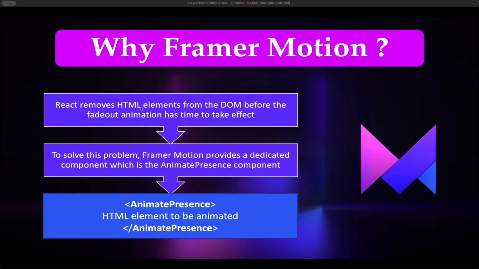The reason why it is tricky is because React removes HTML elements from the DOM before the fade out animation has time to take effect. To solve this problem, Framer Motion provides a dedicated component, which is the AnimatePresence component. Essentially, this component delays the removal of the element to give the animation time to take effect before the element is removed. Let's see how this component works with a practical code example.